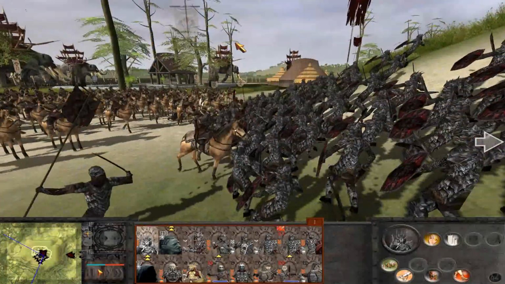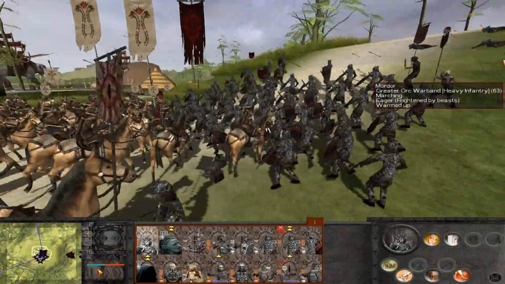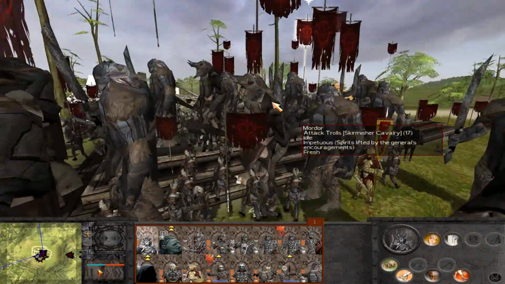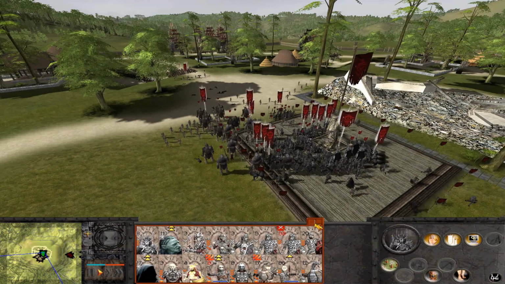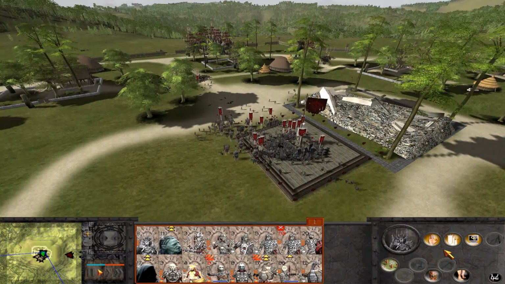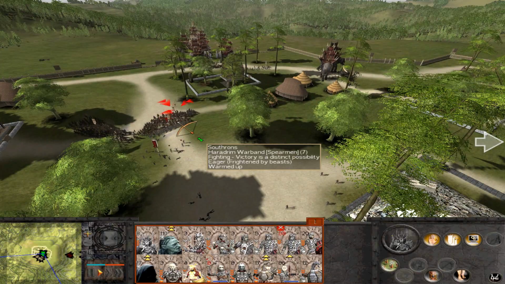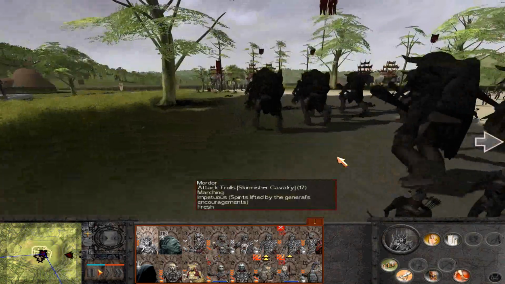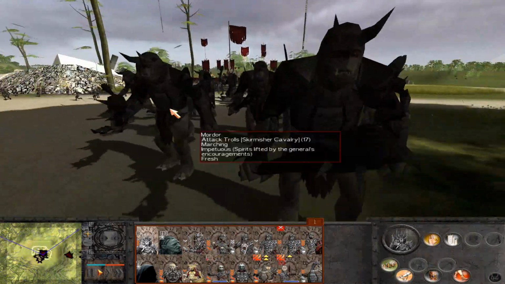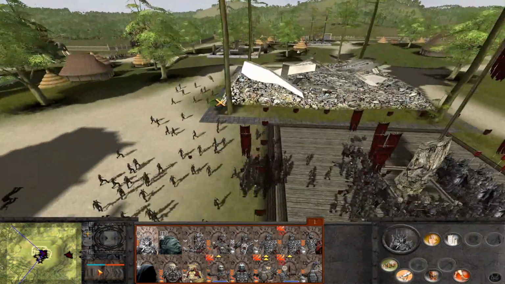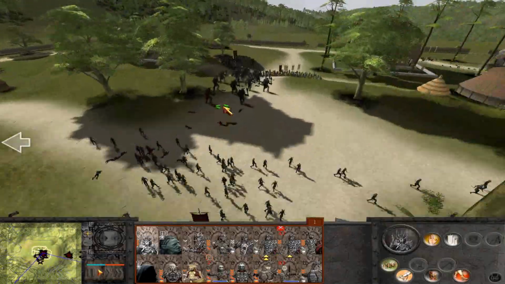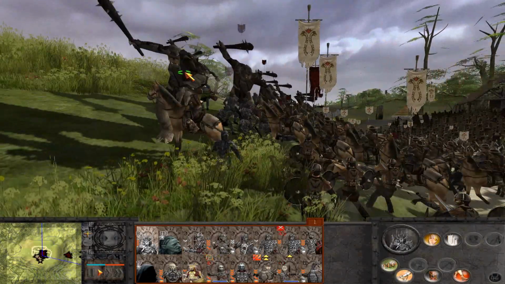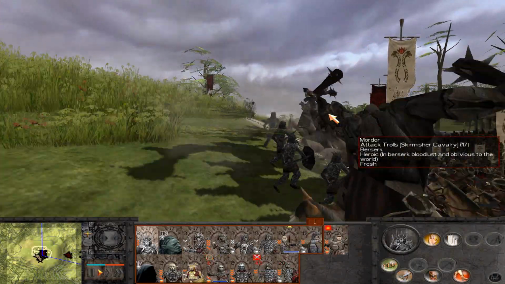Totally outnumbered. Get some great orc warband. They will probably be killed. Would be sent the trolls and other troops. It's fine. So these are, in my opinion, the more badass looking trolls. Attack trolls.